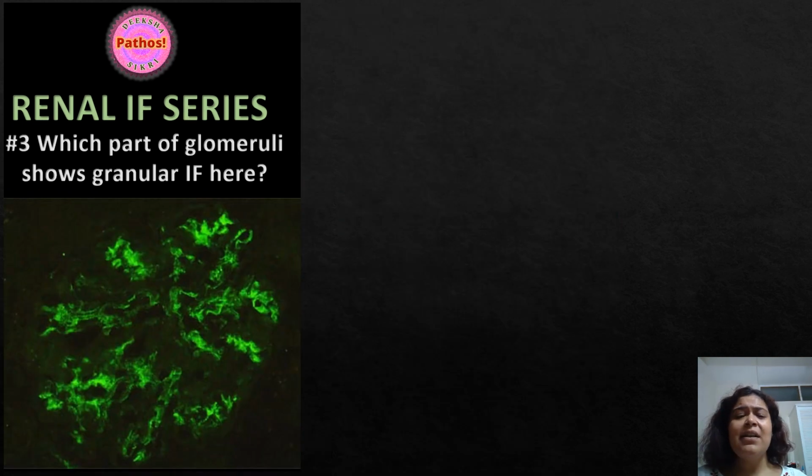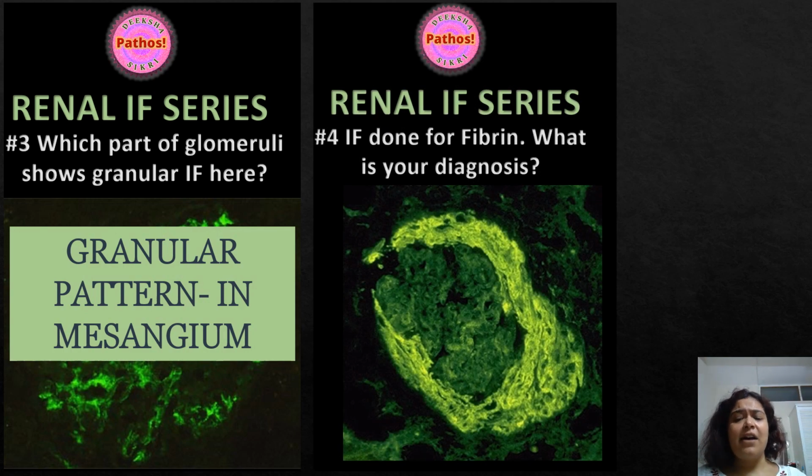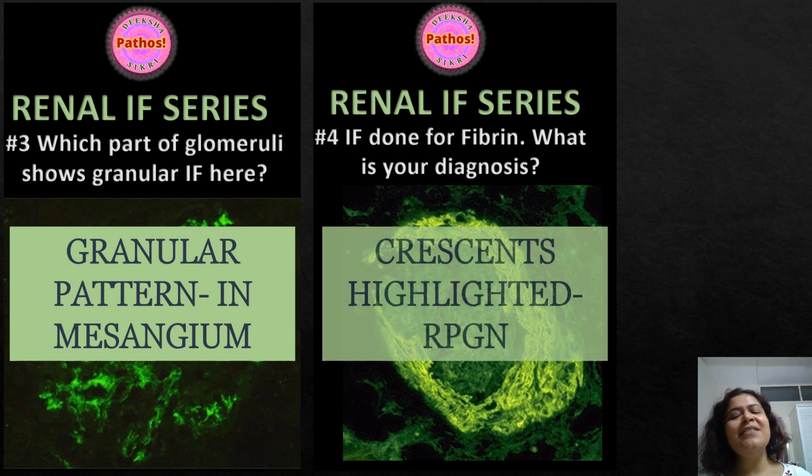This is the third case. Which part of the glomerulus shows granular? So I already told you that this is granular and I asked you where it is. So now you can tell this is in the mesangium. And the last case, this I have not discussed in this video, but it's quite typical. It's fibrin. So there is clearly fibrin deposition in the kidney, in the glomerulus, and can all of you make out it's in the form of a crescent. So this is a crescent. Crescentic glomerulonephritis. There I can give the diagnosis.